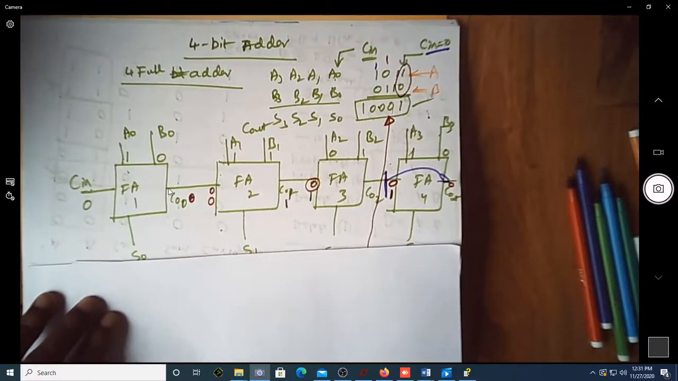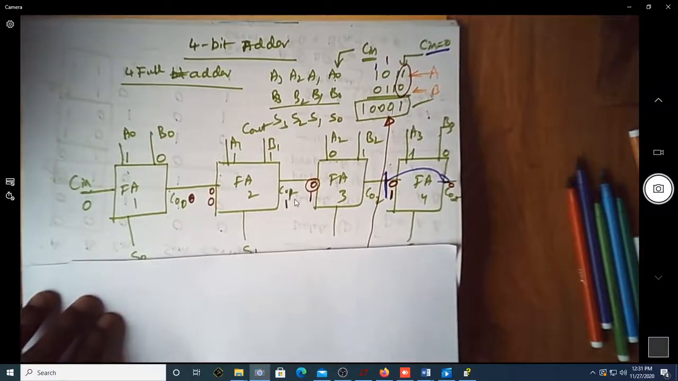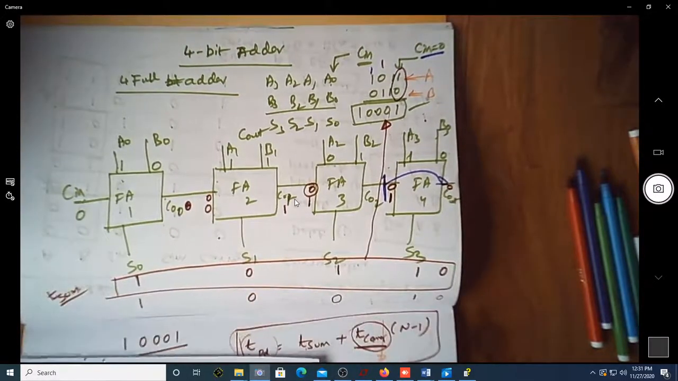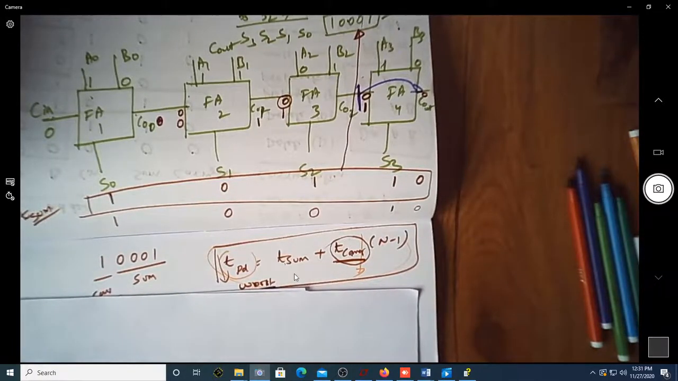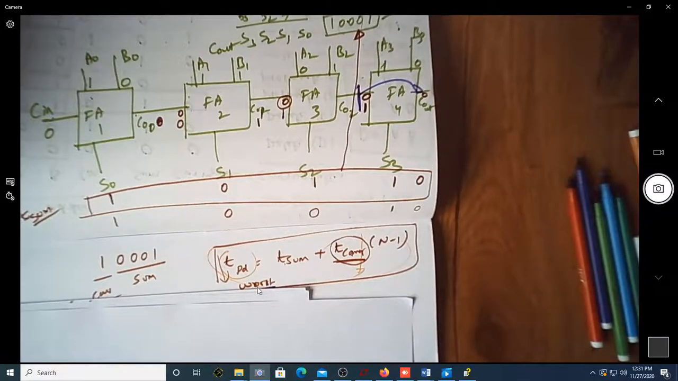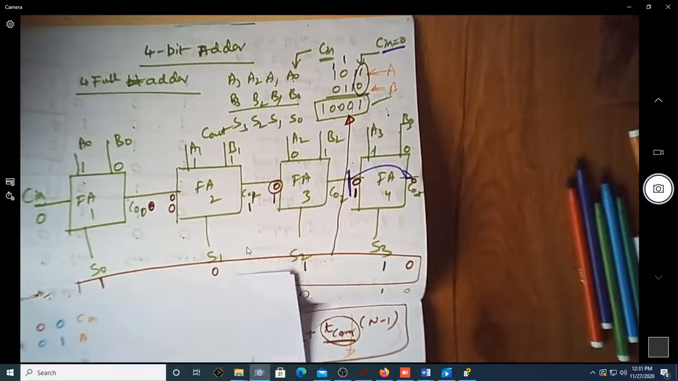You can see the output carry of the first full adder is given to the input of the second full adder, and of course it continues like that. We also discussed that it is going to take the worst possible full adder time, equal to P sum plus T carry into n minus 1. This is the worst possible propagation delay that the adder will take.